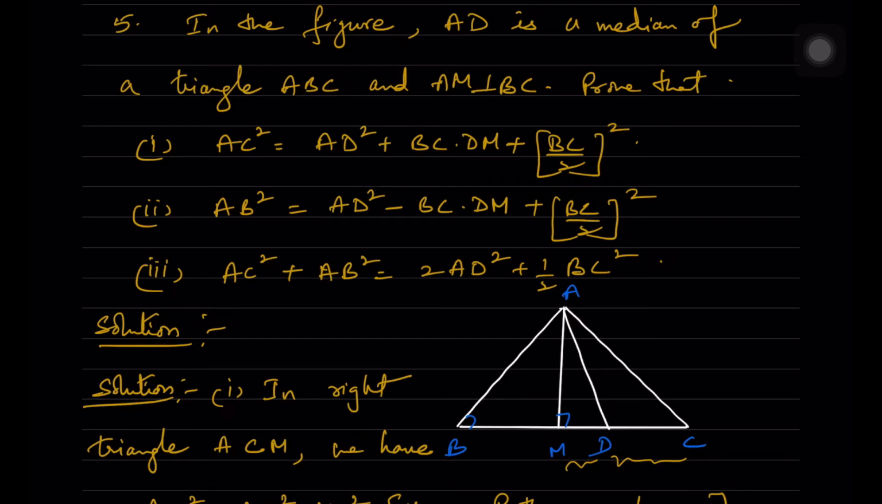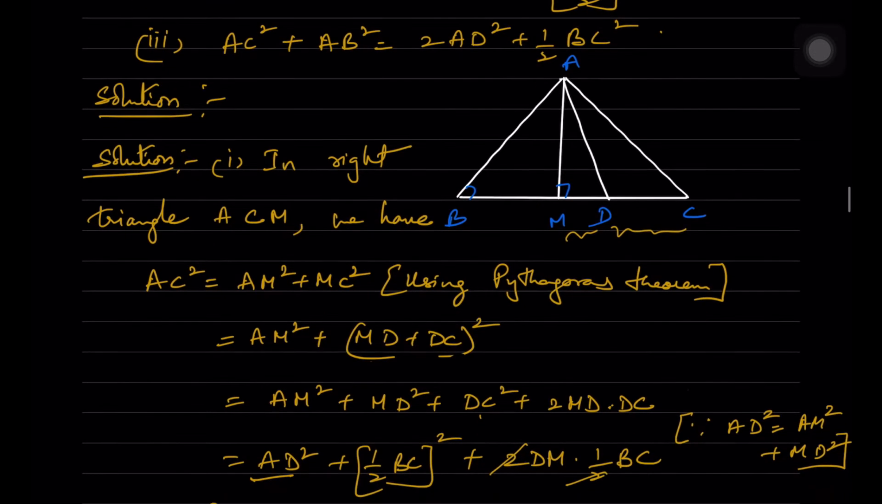Third part, AC square plus AB square, both of them you are adding. So what do you get? 2AD square plus half BC square, because these two will get cancelled over here. So now we'll look into the figure here. In this figure, what do we have here?